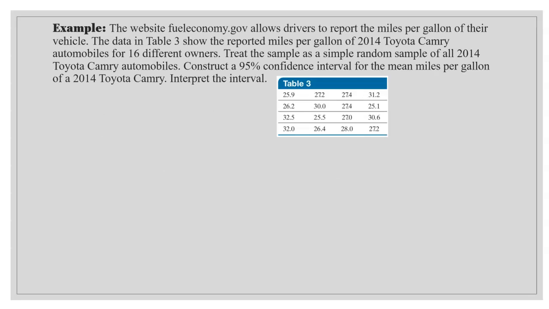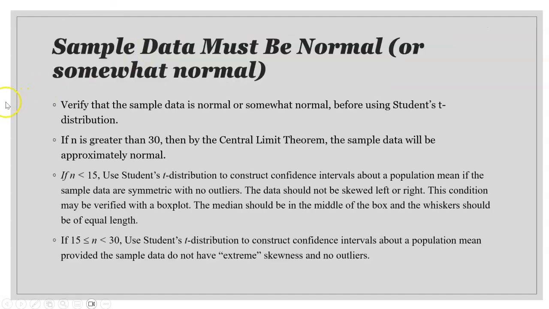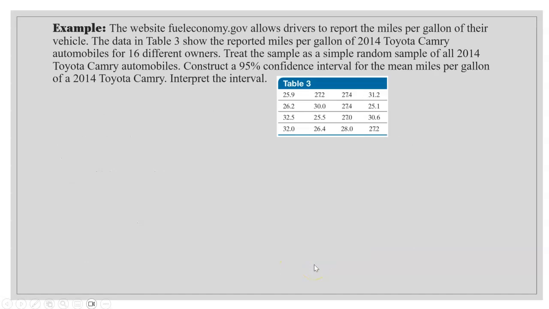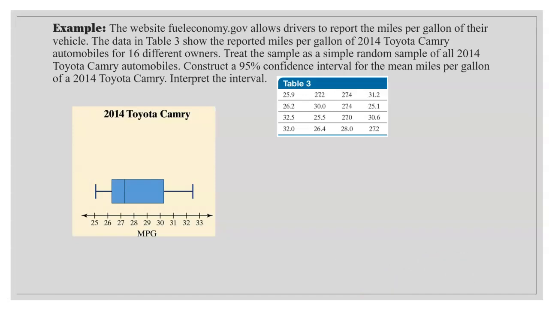And then the third thing is, is the sample normally distributed? Well, our sample size is not bigger than 30. It is 16. So if I go back to this slide, if n is between 15 and 30, this is where my 16 will fit. Then all I need to make sure is that there is no extreme skewness and that there are no outliers. And if we create a box plot with this data, which I'm not going to go through the steps on how to do, this is what our box plot will look like.